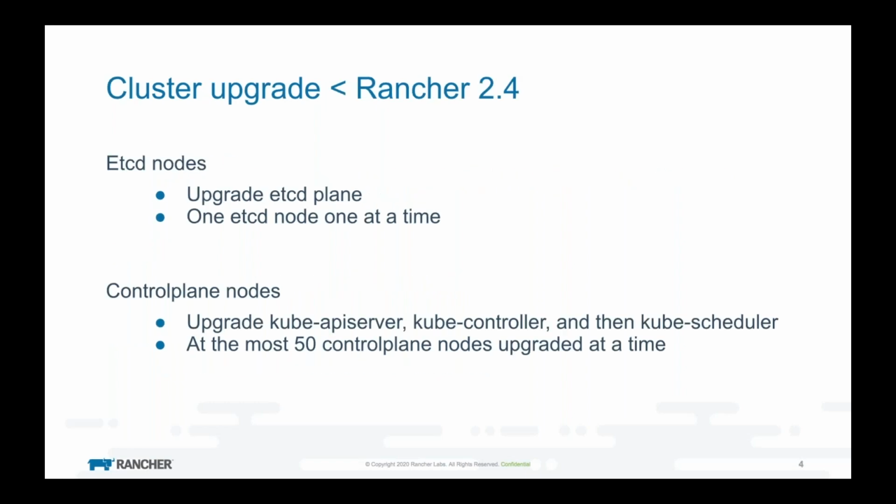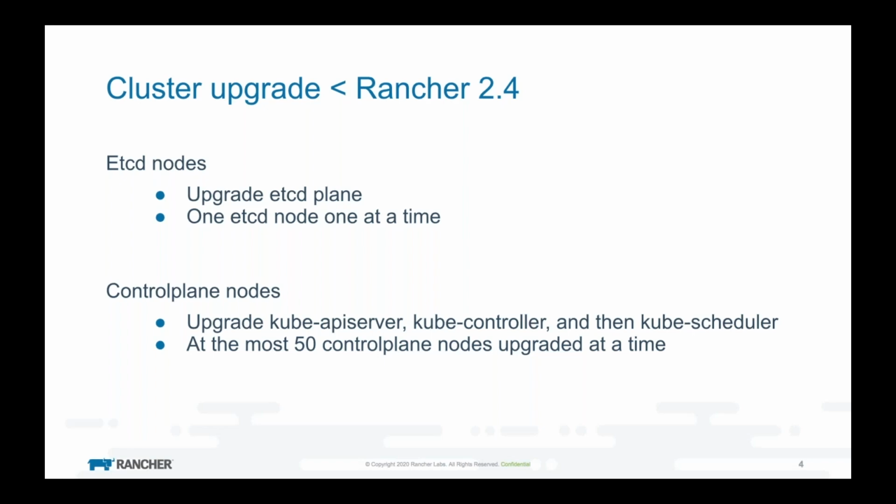So looking at all the components that Rancher installs, like the Kubernetes components as well as Rancher components, let's see how a cluster would get upgraded in Rancher versions prior to 2.4. The upgrade starts with the etcd plane, where the etcd plane is upgraded on all etcd nodes, one node at a time. It is then followed by the control plane nodes, where we upgrade the kube API server, kube controller, scheduler, and the other Rancher components.